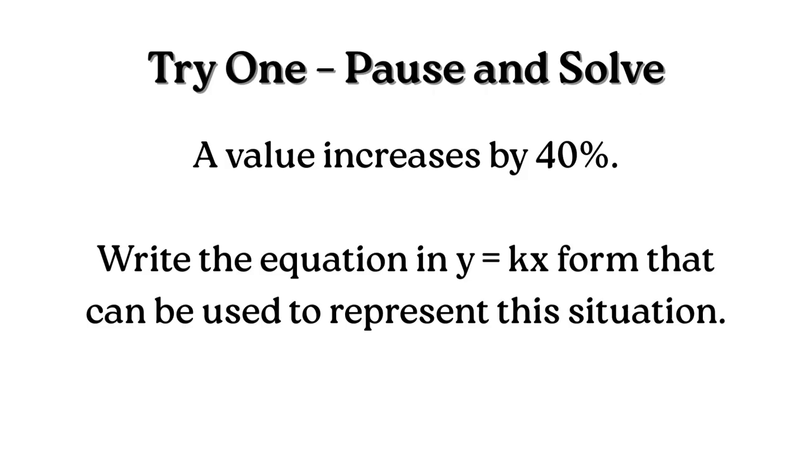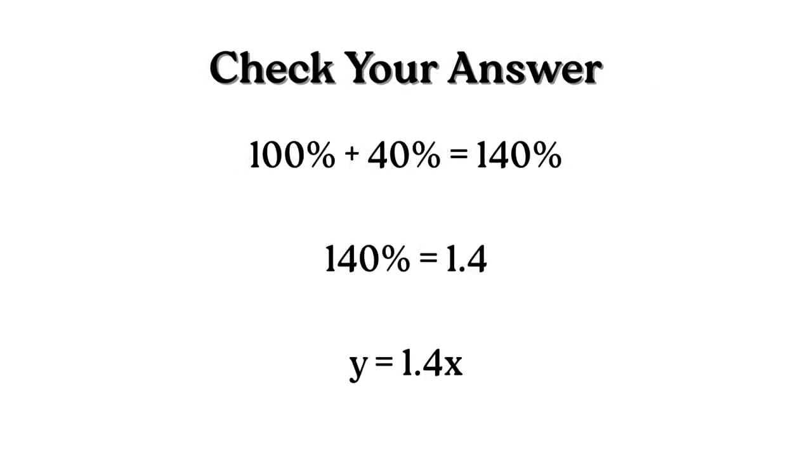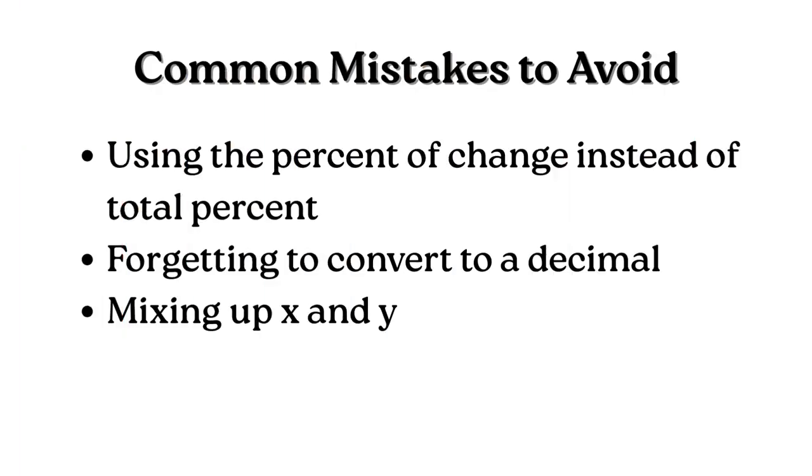Now it's your turn. A value increases by 40%. Pause the video and write the equation in the form y equals kx. Let's check your answer. 100% plus 40% is 140%. So our k is 1.4. That would make the equation y equals 1.4x.